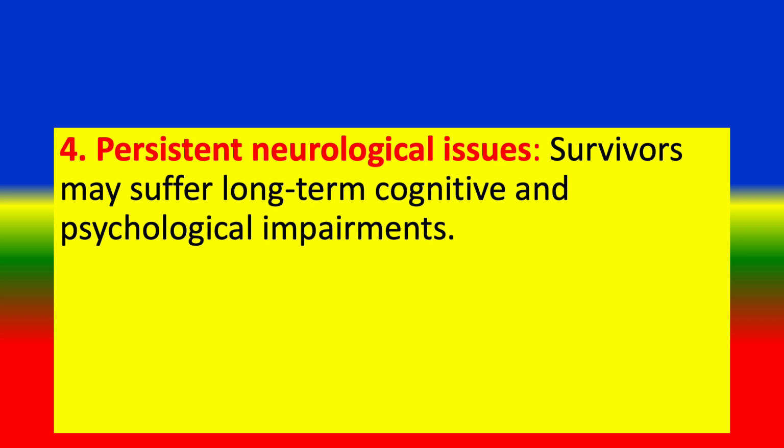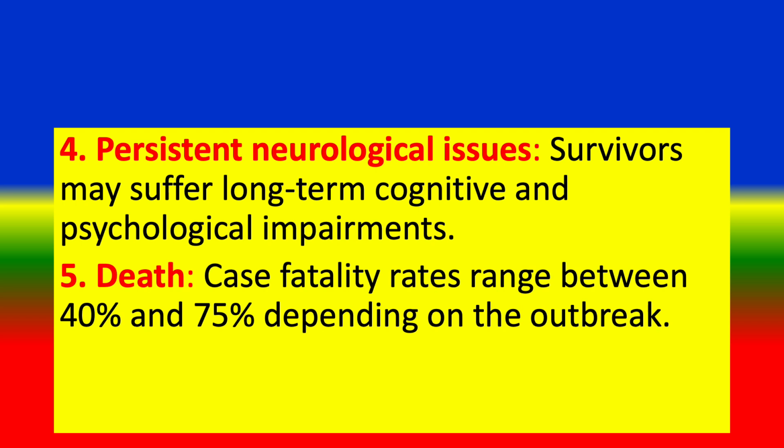4. Persistent neurological issues. Survivors may suffer long-term cognitive and psychological impairment. 5. Death. Case fatality rate ranges from 40% to 75% depending on the outbreak.